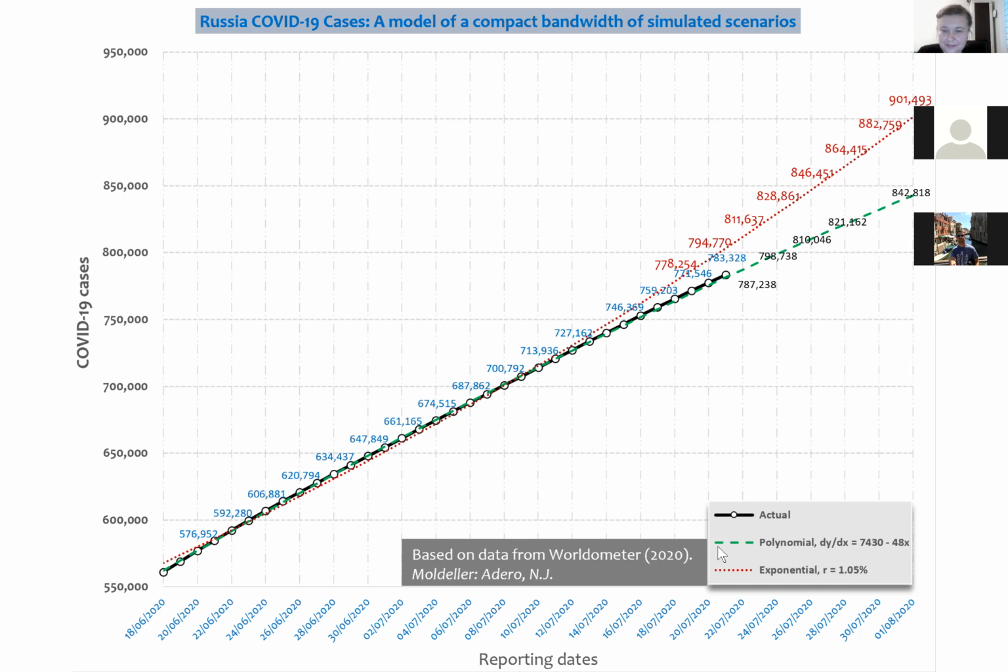Then this polynomial line, the green line again, when I do the first derivative, you find that the coefficient of x is negative, which means if the cases continue like this, there's a tendency that it will reach a peak and start going down. And when I equate this to 0 from 18th of June, I find the peak of Russia to be November 20th. So Russia is likely to reach the peak on 20th of November.